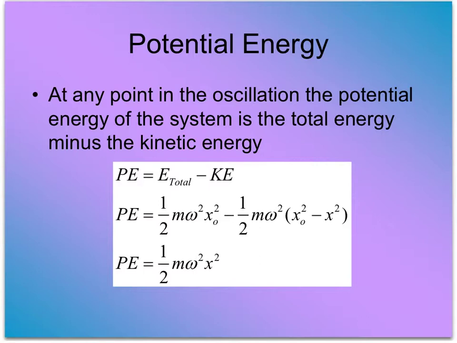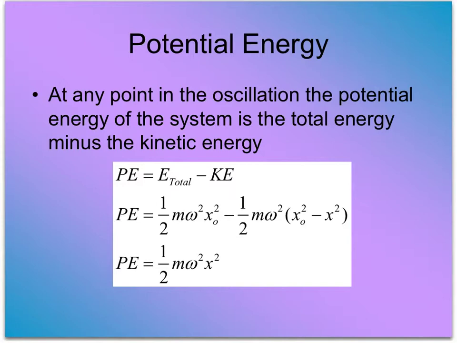Now, if we carry that one step forward, we know that the potential energy has to be whatever's left over at any given point between the maximum energy and the kinetic energy. So if we say the potential energy at a given point is the total energy minus the kinetic energy, and we plug in here, we can get an expression for the potential energy that's 1/2 m omega squared x squared.